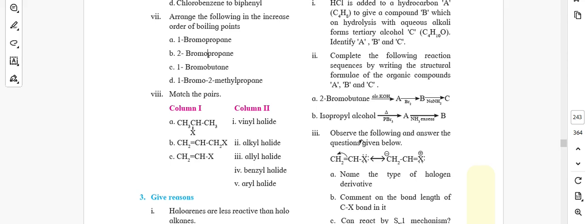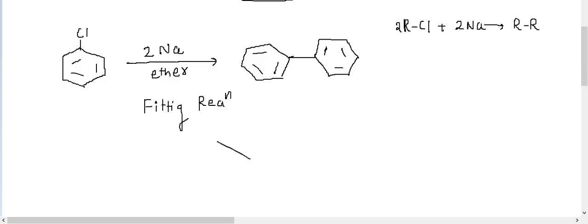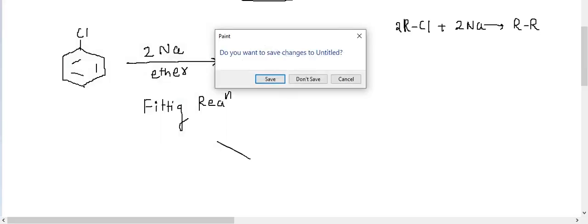Now the next question is: arrange the following in increasing order of boiling point. 1-bromopropane, 2-bromopropane, 1-bromobutane, and 1-bromo-2-methylpropane. So let's draw the structures first. First is 1-bromopropane: CH3, CH2, CH2 and Br.